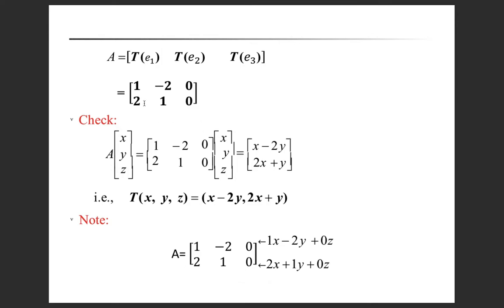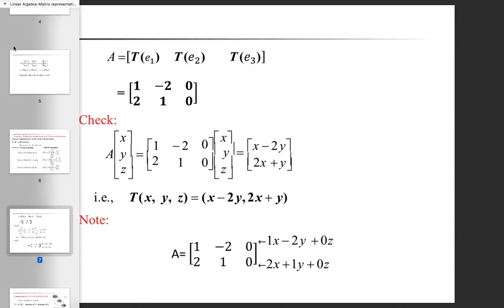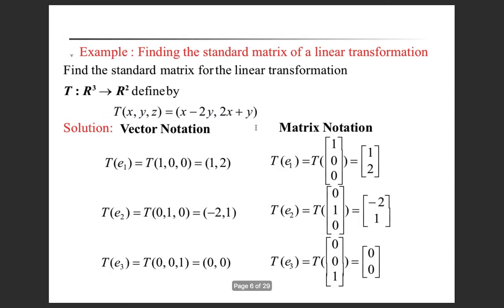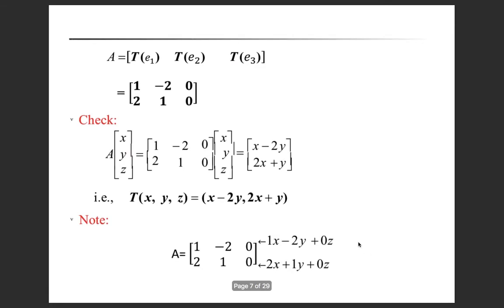Therefore, the standard matrix A is equal to [T(e1), T(e2), T(e3)]. T(e1) we have calculated: (1, 2), T(e2) is (minus 2, 1), T(e3) is equal to (0, 0). So now we will substitute these values (1, 2), (minus 2, 1) and (0, 0). So this is the standard matrix.